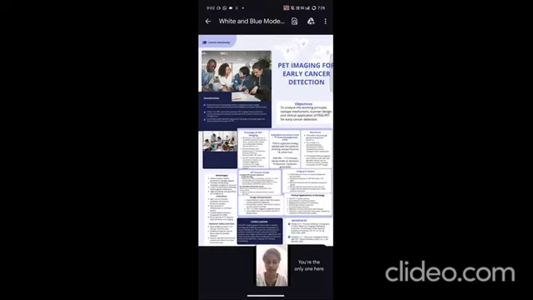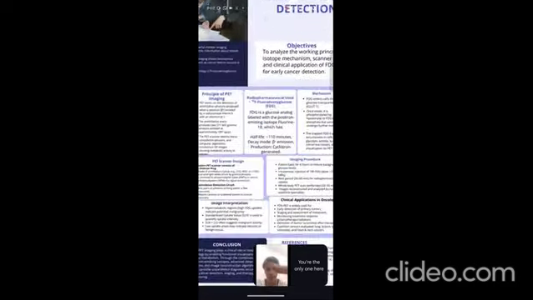I am here to share about PET imaging for early cancer detection. In this presentation, I am covering the imaging procedure, image interpretation, the clinical applications in oncology, advantages, limitations, radiation safety and dose, and also the conclusion. Now, we see about the imaging procedure.